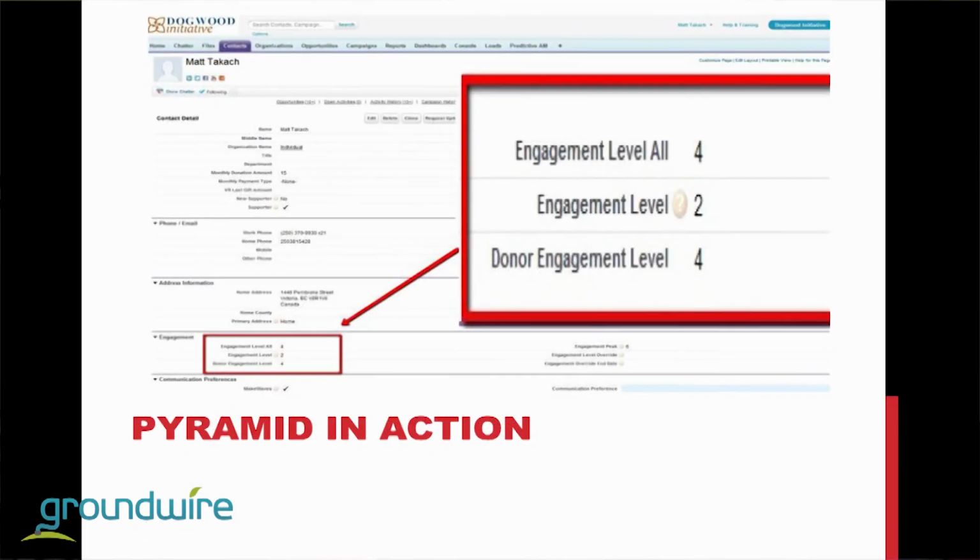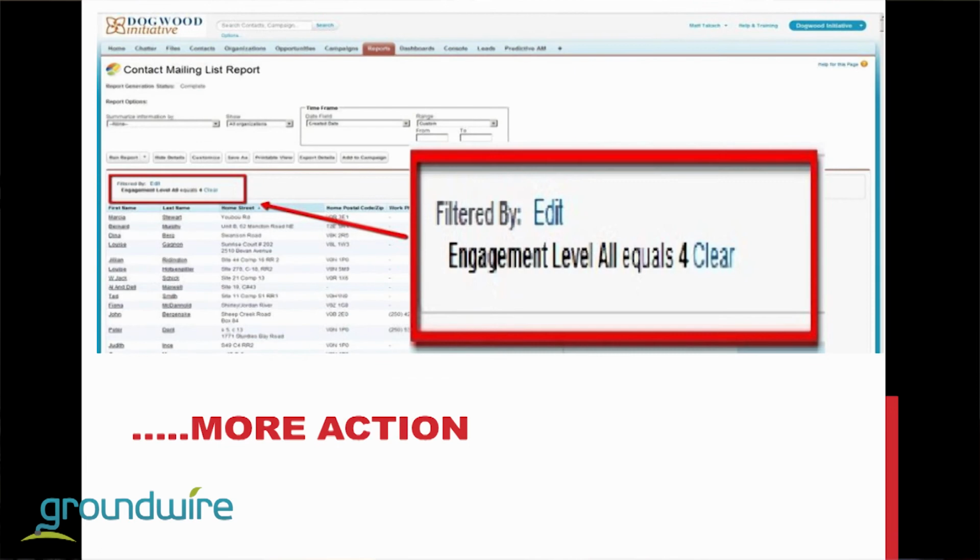Here's a quick look under the hood. This is a contact record in Salesforce. This shows an engagement level of 4. It means this person has taken a number of actions and probably made some financial contributions as well. Here's a report out of Salesforce. It's filtered at this point by engagement level. It's showing our supporters at level 4, and we're getting ready to send these people a fundraising appeal.